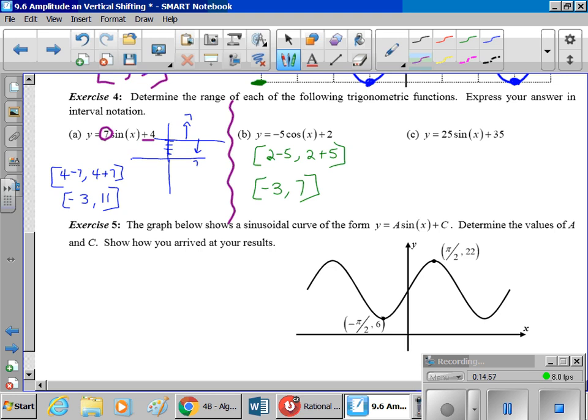So as you can see here, to find the range, it's going to be the midline plus or minus the amplitude. This is what happens when I'm trying to think, but I'm looking at my notes instead. Midline plus and minus the amplitude. So here, if we just use that pattern, our midline is 35, so it's 35 minus 25 and 35 plus 25. So it's going to be 10, comma 60.